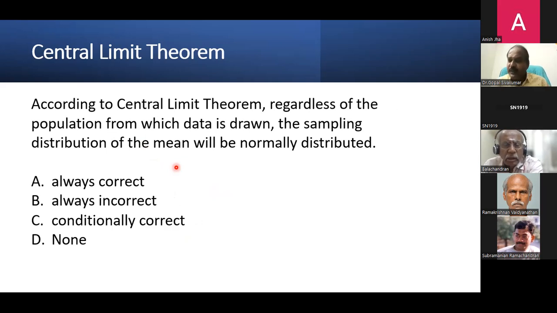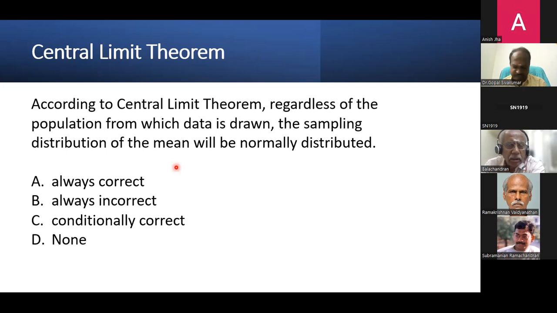Tell me, sir, what is that we understood regardless of the population? Actually, when the population goes up, then only it will be correct. The smaller the population, the things will not be right.